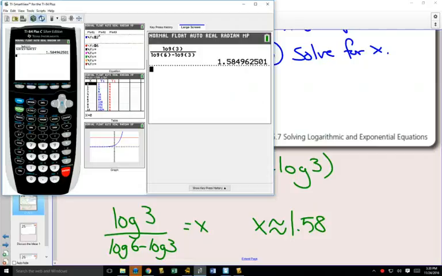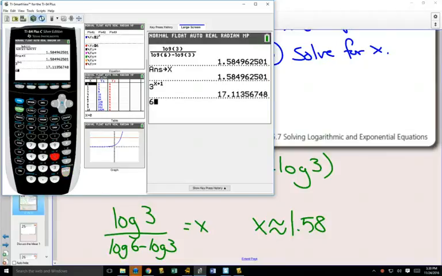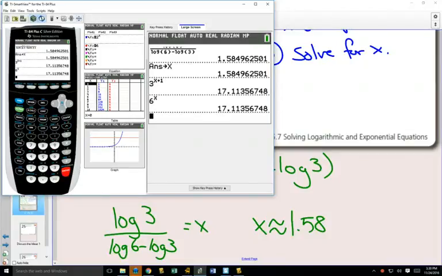Once we've got our answer, we can store that answer as x, and we can check if our original equation, the left-hand side is equal to the right-hand side. So the left is 3 to the power x plus 1. Push enter. The right is 6 to the power x. And since those answers are identical, we know that we're right.